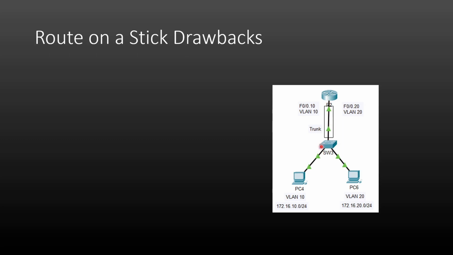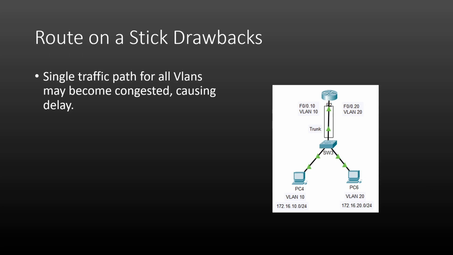But there are some drawbacks using this router-on-a-stick. First, there is a single path for all traffic from all VLANs. Then this link between the switch and the router can get congested, causing delay. And another drawback is a single point of failure. If this link failed, or if the router failed, inter-VLAN communication would fail.